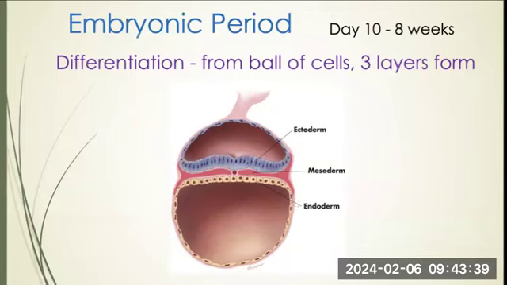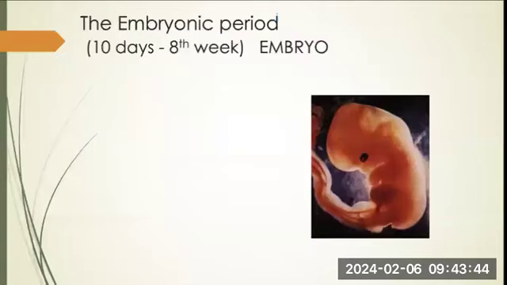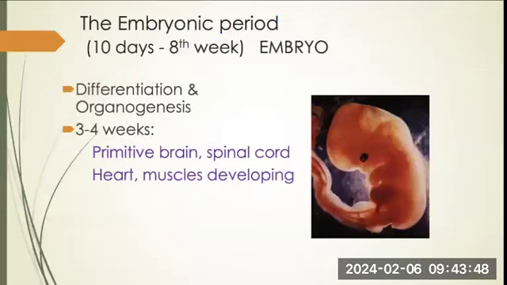Any questions about this? Okay, so that is what an embryo looks like. So what happens in the embryonic period? Differentiation, as I mentioned, from the ectoderm, the endoderm, the mesoderm, and organogenesis.